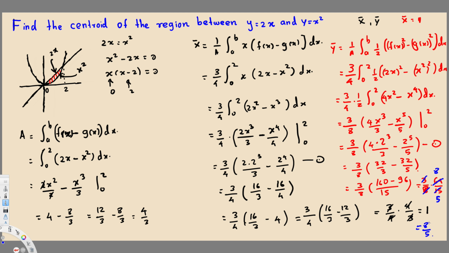So from this we derived our y bar. y bar is 8 over 5. So for this one, the centroid is going to be at x bar equal to 1, which we found already, and y bar equal to 8 over 5. So x bar and y bar is going to be 1, 8 over 5. So this is the centroid of this diagram right here, and that's how we do this kind of problem.